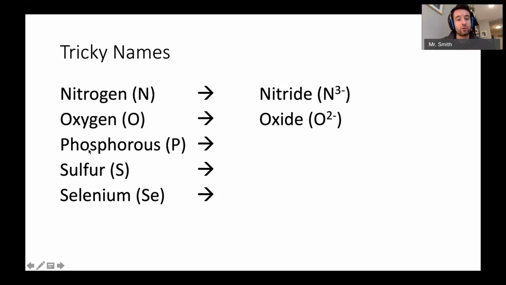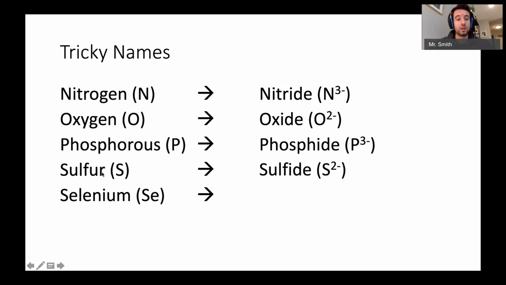Phosphorus is not phosphoruside, it's just phosphide. So you actually get rid of the OR and everything from there on out. Sulfur, you just get rid of the UR, so it's sulfide. Selenium, you get rid of the UM, so it's selenide. So just so you know, those are 5 or so trickier ones. Hopefully it makes sense and it sounds proper, where we cut off the letters and add the IDE. So let's keep going here.